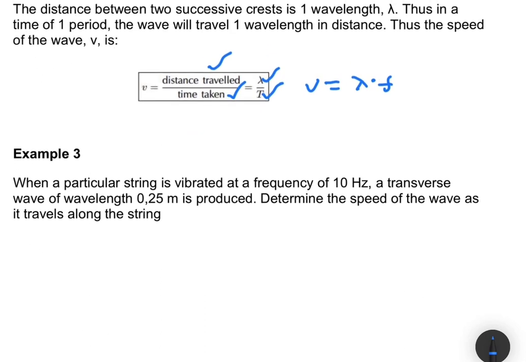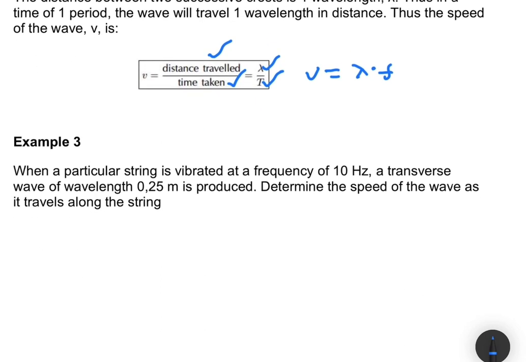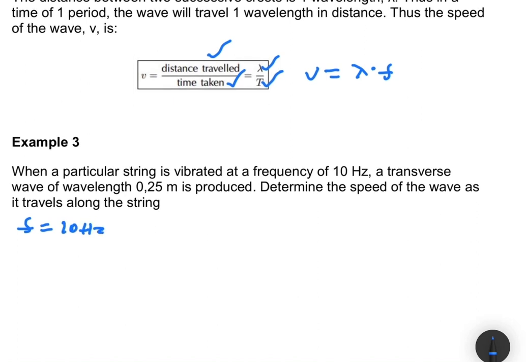And then in example 3, a particular string is vibrated at a frequency of 10 Hz. So at this point, we know that we have a frequency equal to 10 Hz. A transverse wave of wavelength 0.25 meters is produced. So we have a wavelength of 0.25 meters. Determine the speed of the wave as it travels along the string. So we have a frequency and wavelength. Which formula are we going to use to find speed? We're going to use v equals the wavelength multiplied by the frequency.